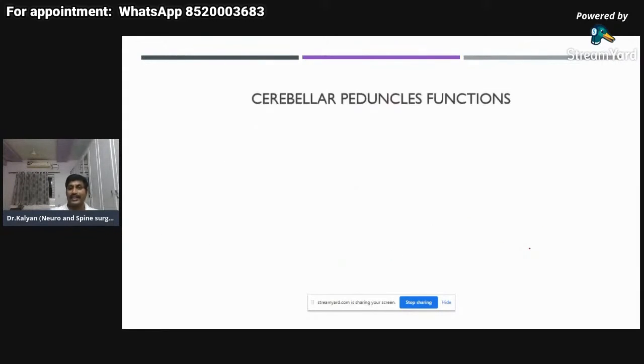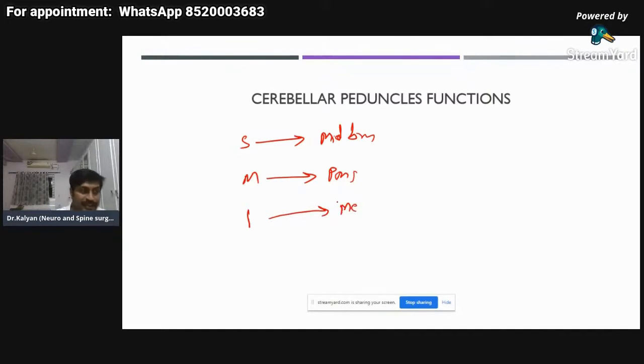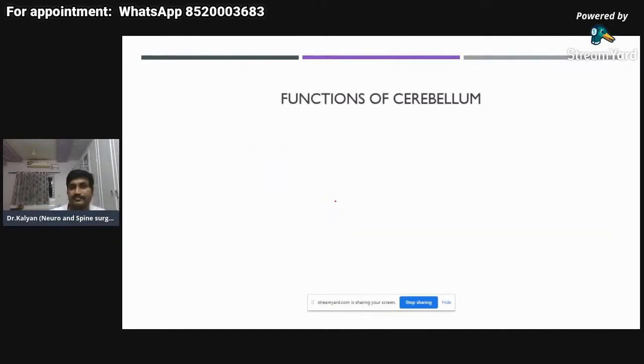As I've told you, there are three cerebellar peduncles: superior, middle, and inferior. The superior connects the midbrain and the cerebellum. The middle cerebellar peduncle connects the pons with the cerebellum. And the inferior cerebellar peduncle connects the medulla oblongata with the cerebellum. So I think I'm very clear with the functions of the cerebellum.